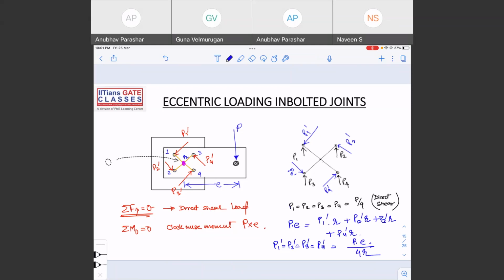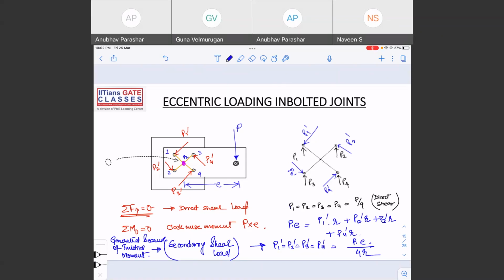So these loads are called secondary shear load. The shear load generated because of the twisting moment is called secondary shear load, and it is represented by P1 dash, P2 dash, P3 dash, P4 dash.